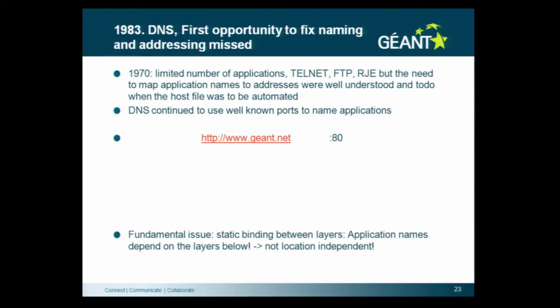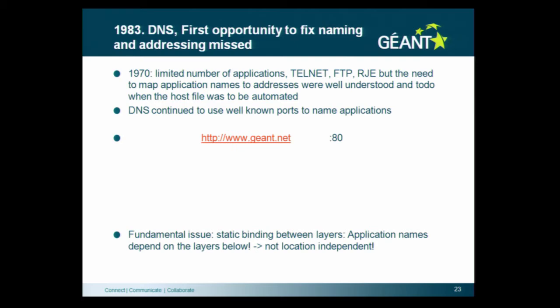something went wrong there. So the first opportunity to fix the naming and addressing was missed when they adopted DNS. So in the 70s, they had a very limited number of applications. Actually, they had 3. They had Telnet for remote terminal. They had FTP for file transfer, and then they had something called RJE, which is remote job entry, where they could do something like we call now cloud computing. You could run a job on another machine. And there was no real need to map application names to addresses. They had something called a host file, which you still have on your Windows machine, and it just said that this application has this port number. That's how they used it.